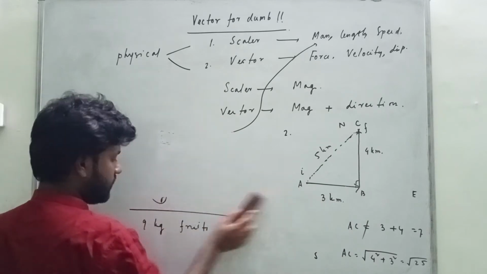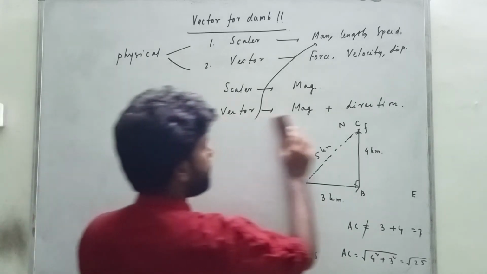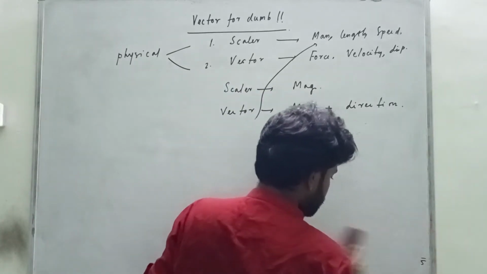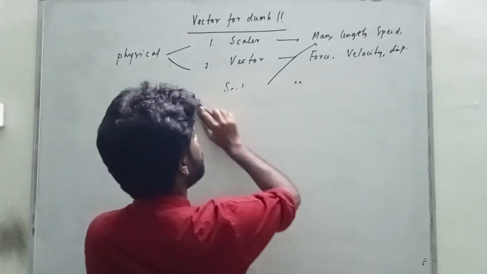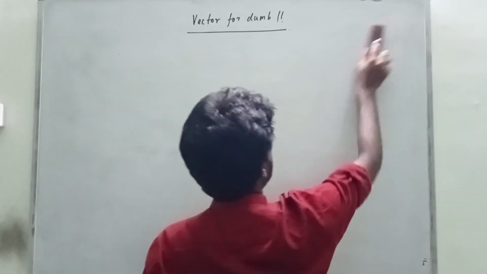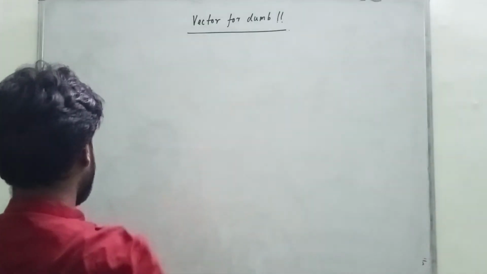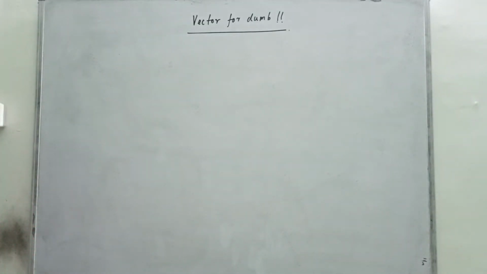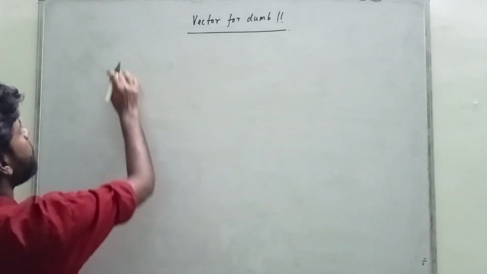Before we proceed with vector algebra, we have to know some basic information about vectors, right? Just some basic information. So what is the information actually?